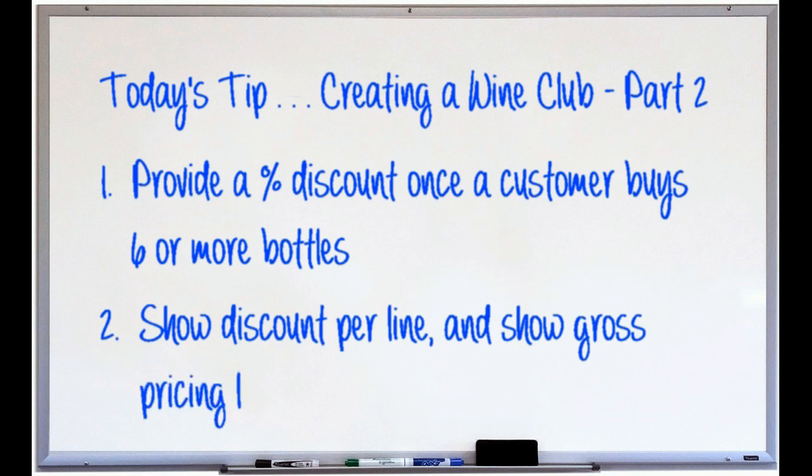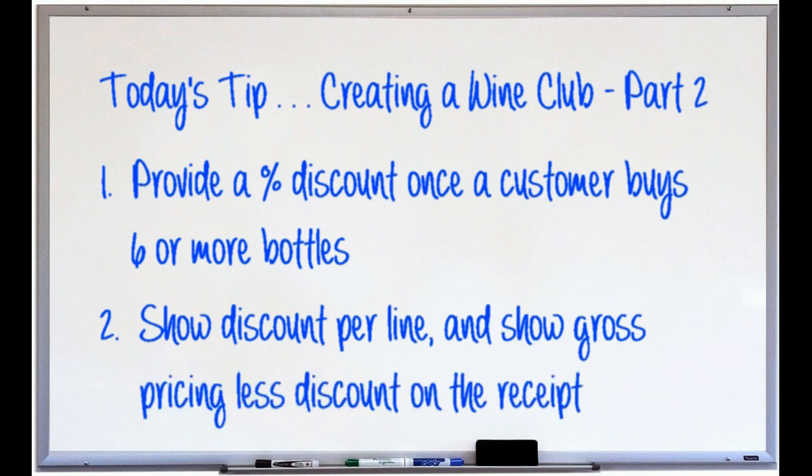The next part was what's a little different. He wanted to show the discount on a per item basis, which is what we normally do, but on the receipt, he wanted to show the gross sales less the discount to show the net price to the customer so they could easily see they got all the discounts they were entitled to. Now let's hop in and set this one up.